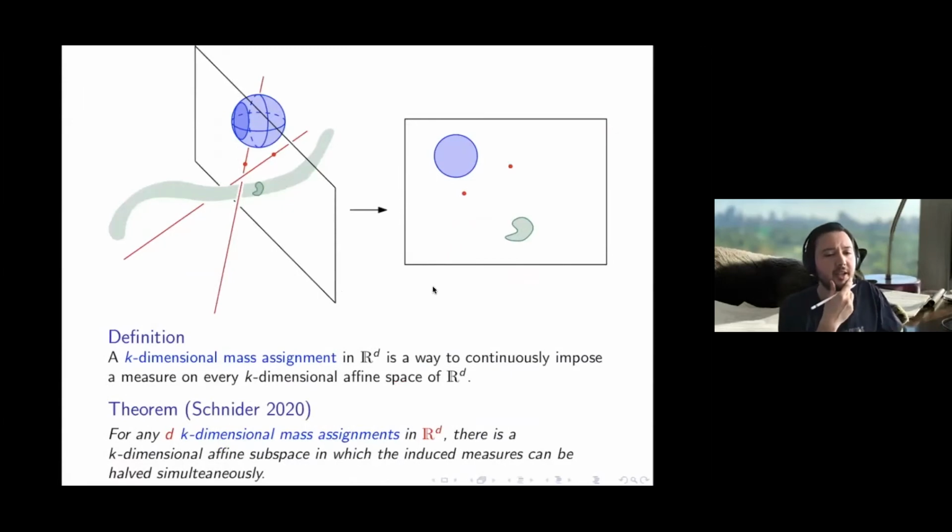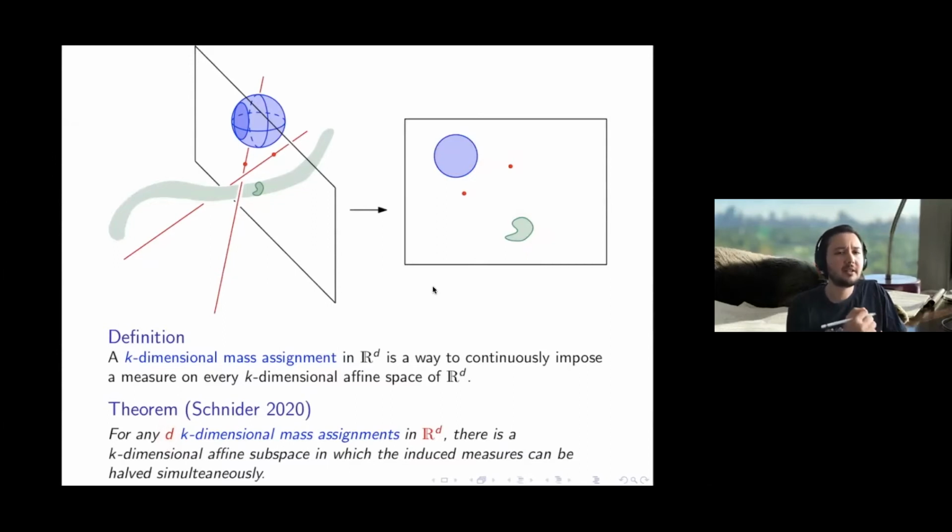And Patrick Schneider actually proved a Ham-Sandwich type result for mass assignments. If you give me many k-dimensional mass assignments, as many as the dimension of the big space, there's going to be a k-dimensional affine space where they can all be halved simultaneously by a codimension 1 affine space. So if I'm doing this in dimension 17 and I'm looking at 2-dimensional affine spaces, at some point I'm going to be able to divide 17 measures by a single line in that plane. And this turns out to be optimal.